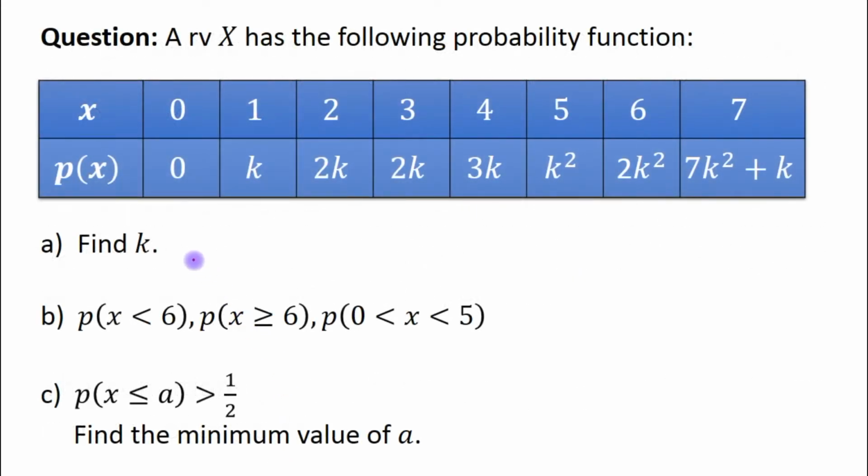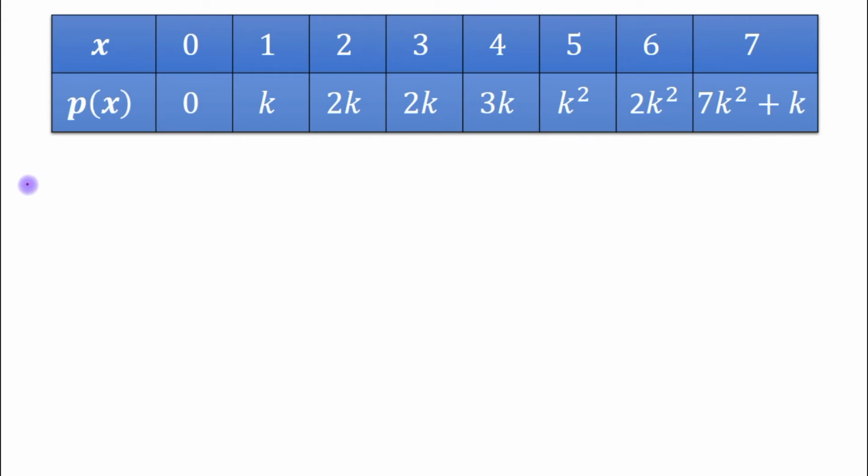Now let us start with this question. A random variable x has the following probability function. So we have been given this probability function. The first part is to find the value of k. So we will solve for the first part, that is, we need to find the value of k.